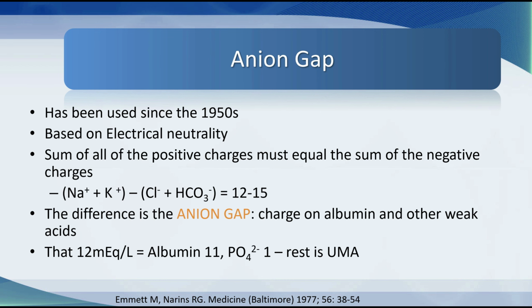Most of that gap represents the charge that's carried by albumin, roughly 11 milliequivalents per litre. It depends what the albumin is. It's the total quantity of albumin in grams per litre divided by 4. So if the albumin is 44 grams, then the charge is 11 milliequivalents. And the charge carried by phosphorus is about 1 milliequivalent per litre. The rest is a series of unmeasured anions, a medley of particles that carry a negative charge in the extracellular space, but it's around 3, possibly 5 milliequivalents per litre.